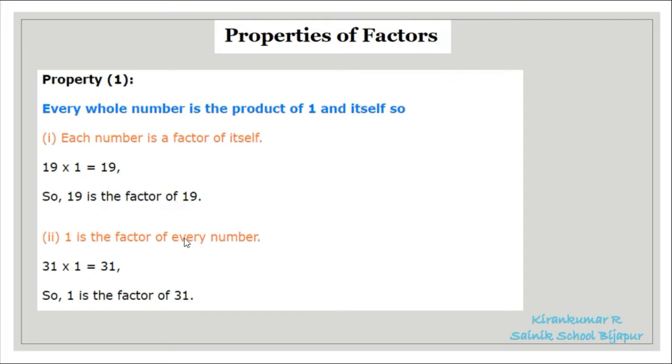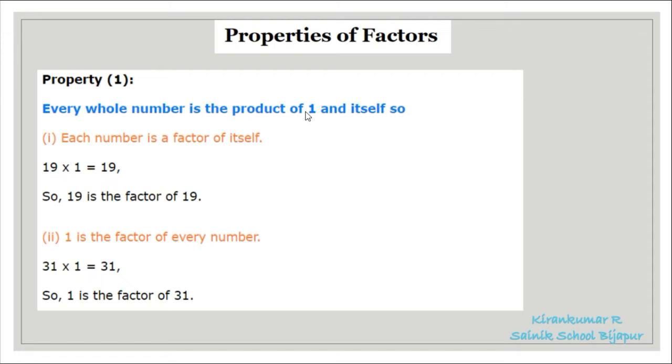1 is a factor of every number. 31 multiplied by 1 gives 31, so 1 is a factor of 31. So these two properties you must remember: 1 is a factor of every number and each number is a factor of itself.